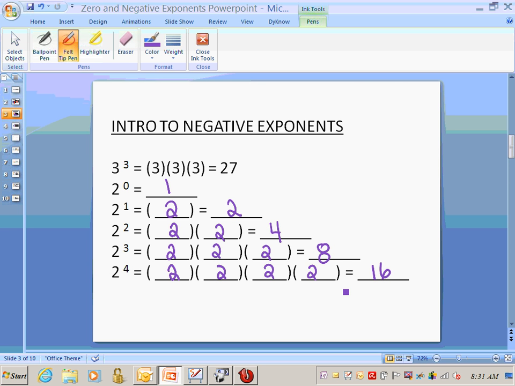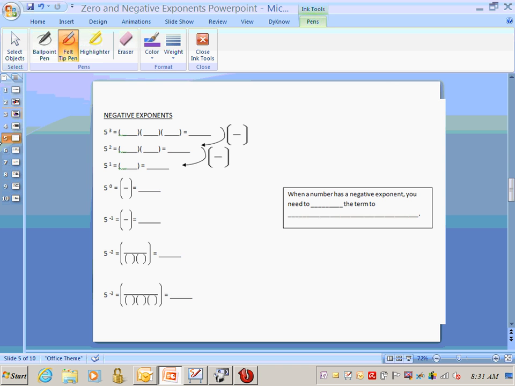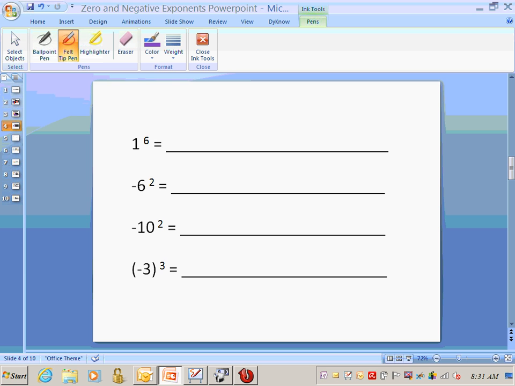This makes sense to everybody? Yes or no? Okay. The next part, 1 to the 6th power, would be what? It's 1 six times, right? It's 1 times 1 times 1 times 1. That's not 6. It's 1 times itself 6 times.